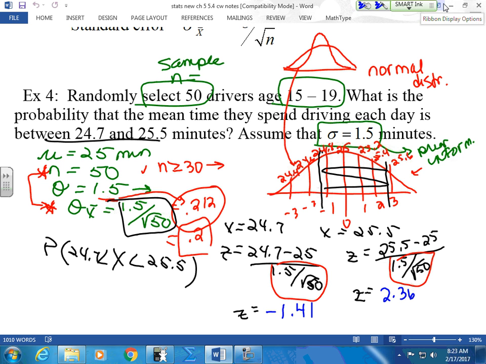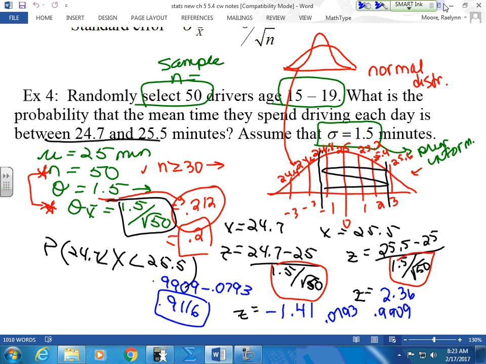Okay. Now, the next thing we did was we looked up these areas on your z-score table. And we subtract the higher, which is 0.9909, minus the lower, which is 0.0793. So we do 0.9909 minus 0.0793, and we get 0.9116. It's a big chunk of my curve, right? It's a good size of my curve. And we said, yeah, well over 50. So we were good. We were very good.